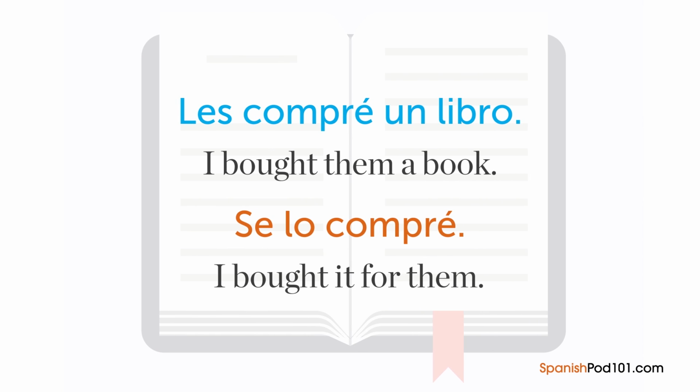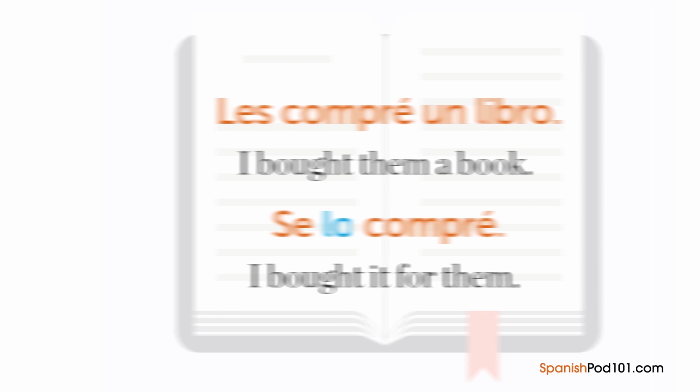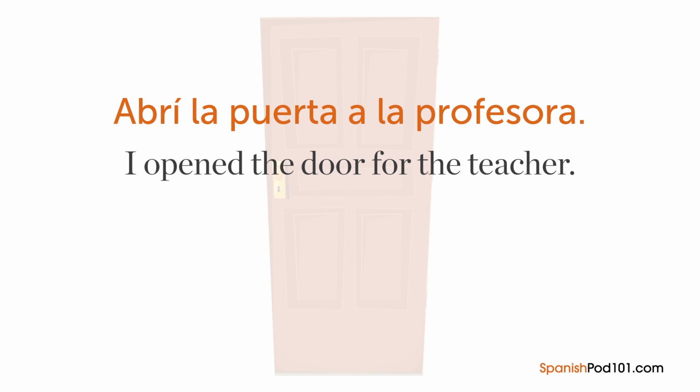From les compré un libro, I bought them a book, we get se lo compré, I bought it for them. Here, se replaces the indirect object les before the direct object lo. Let's do one more example. Abrí la puerta a la profesora. I opened the door for the teacher.